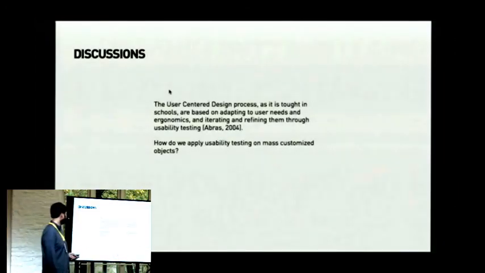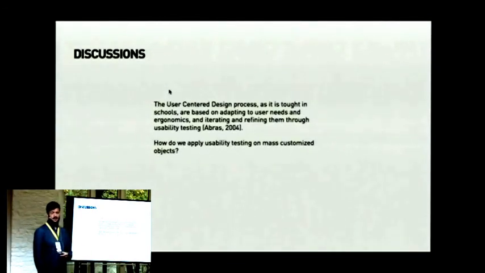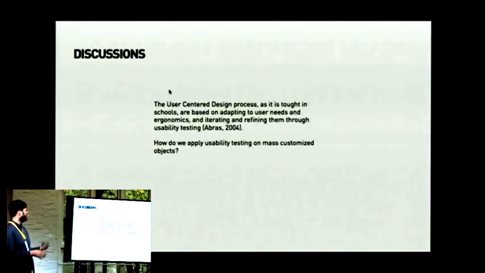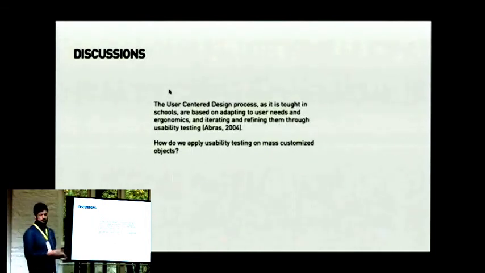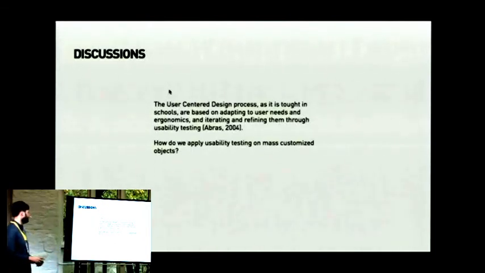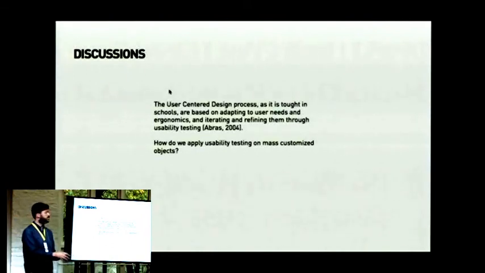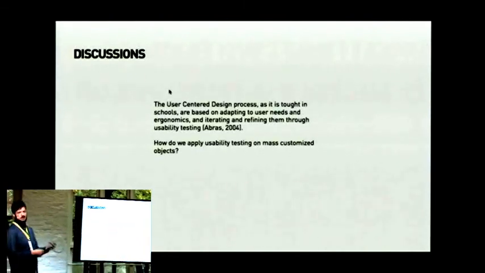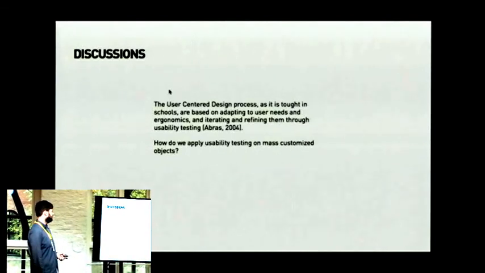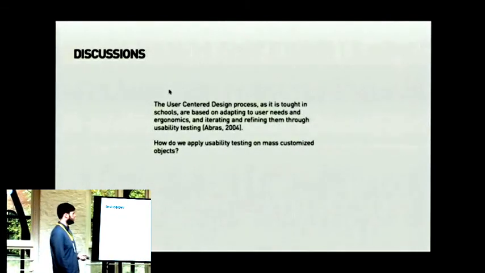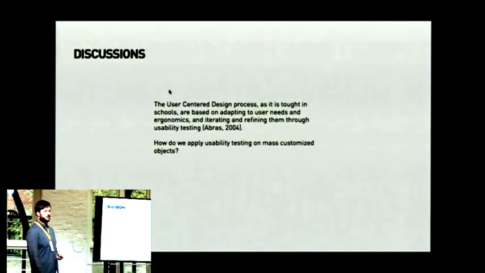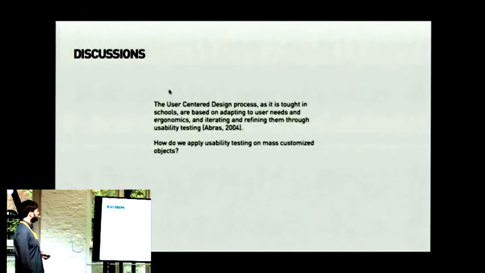Lastly, I just want to bring this up, which is interesting: in design education, in the user-centered design process, you're actually adapting a specific product to specific ergonomics almost, and specific needs, and making them better. And how do you apply that to mass customized objects? I don't really know, because once you start introducing all these new variables, things get really complicated.